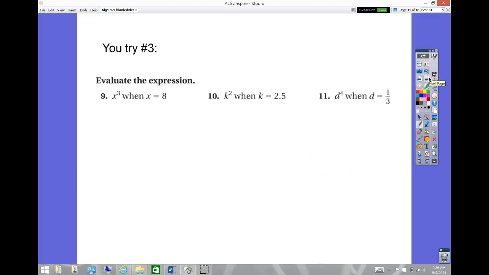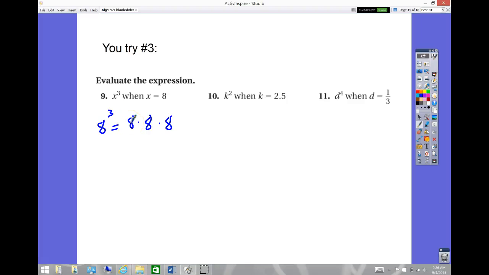Here's your 3rd U-try. Go ahead and do these. Pause the video, and when you're done, hit play. Let's do the same thing. X to the 3rd, when x equals 8, is 8 to the 3rd, which is 8 times 8 times 8.